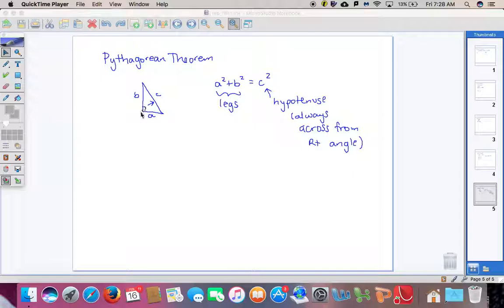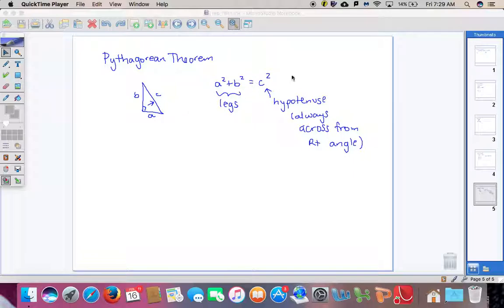Okay, so this is a right triangle, and what we know are the two sides that form that 90-degree angle are going to be called the legs of our triangle, and C is the hypotenuse of our triangle. Okay, so A and B are the legs of our triangle. They form that 90-degree angle, and C is our hypotenuse. It's always across from the 90-degree angle.